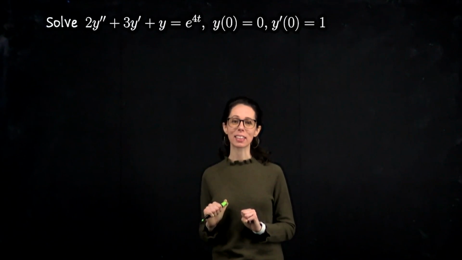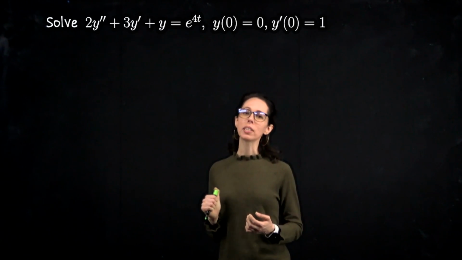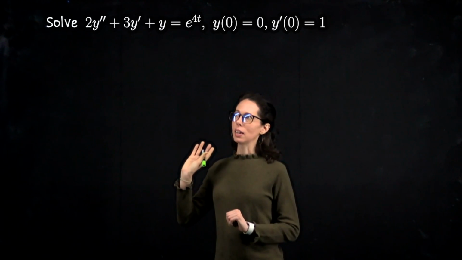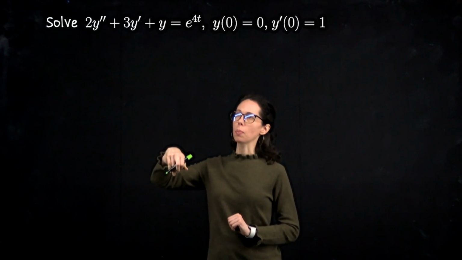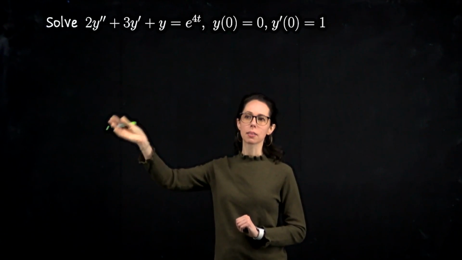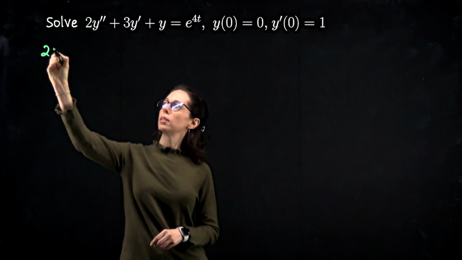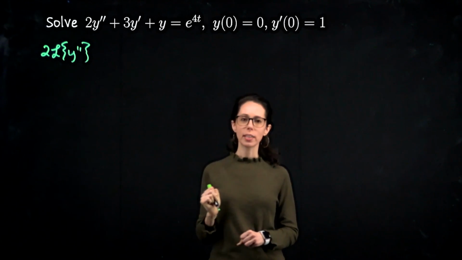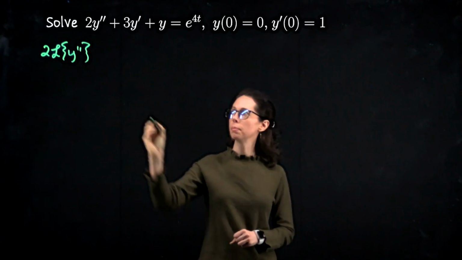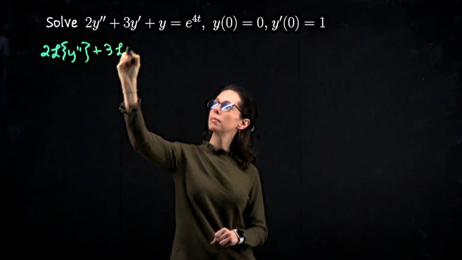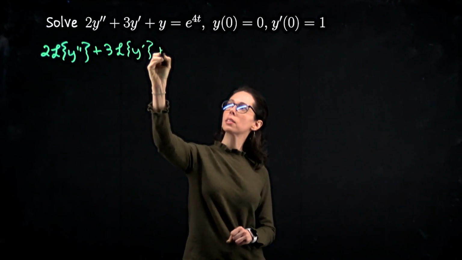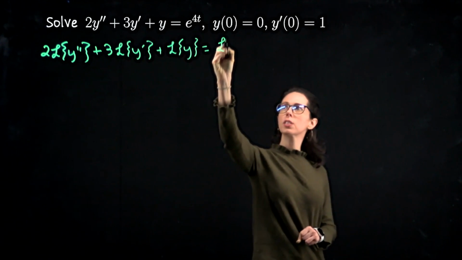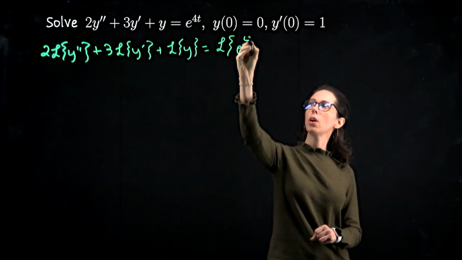Go ahead and take the Laplace transform of both sides. I'm going to go ahead also and break up the left-hand side with linearity, so that means do 3 Laplace transforms instead of 1, and also pull out constants. Okay, so we'll have 2 times the Laplace transform of y double prime plus 3 times the Laplace transform of y prime plus the Laplace transform of y equals the Laplace transform of an exponential function, and we actually know what that is.